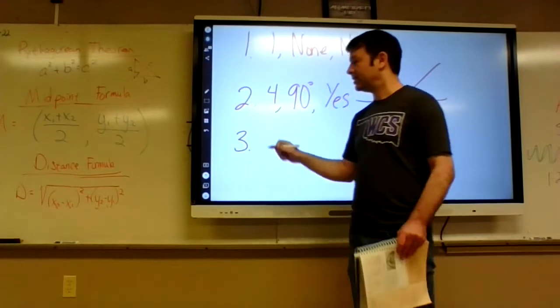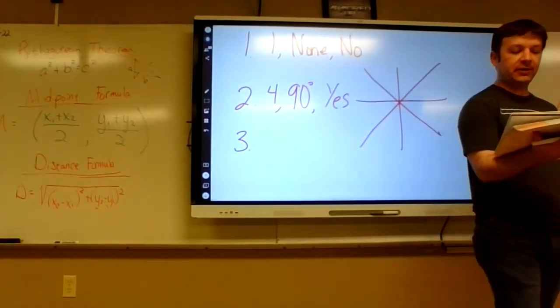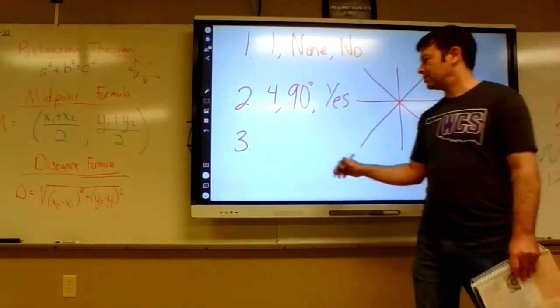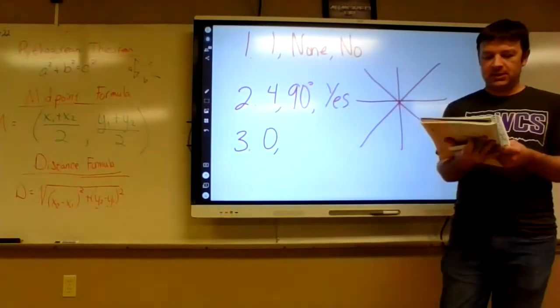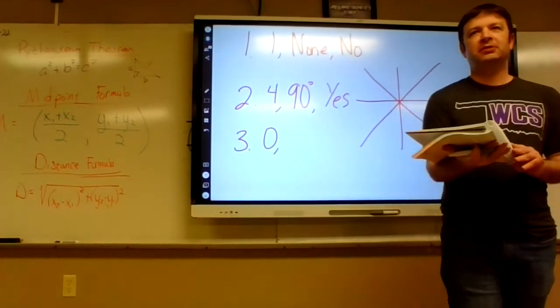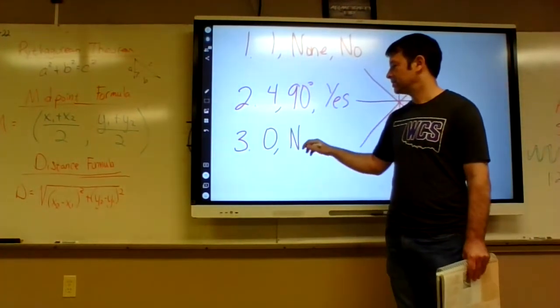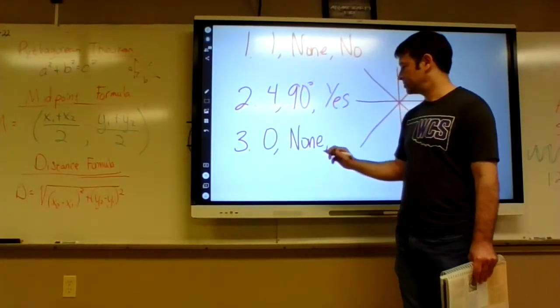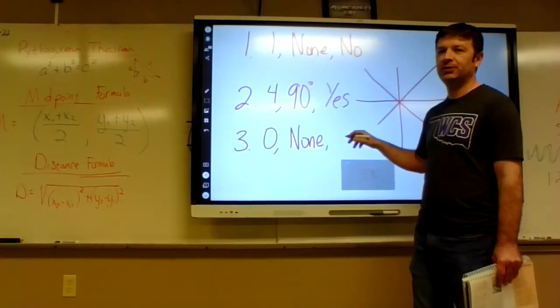Okay, number 3, back to the odds. Number 3, how many lines of symmetry does it have? 0. Because it's a weird shape. Okay. What's the magnitude? Like how many degrees? None. Does not have any rotational symmetry. It's like a puzzle piece. So does it have point symmetry? No.